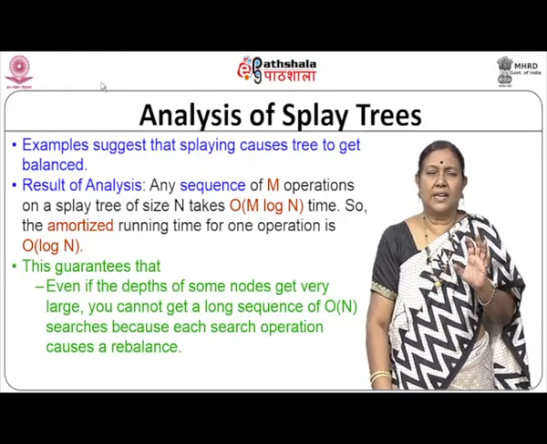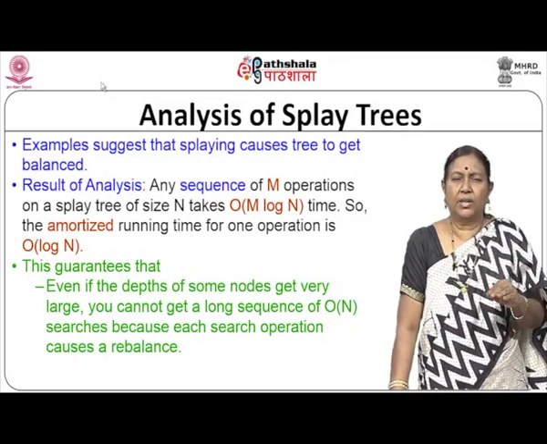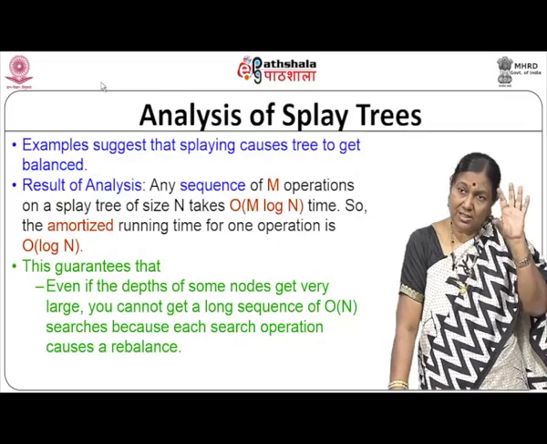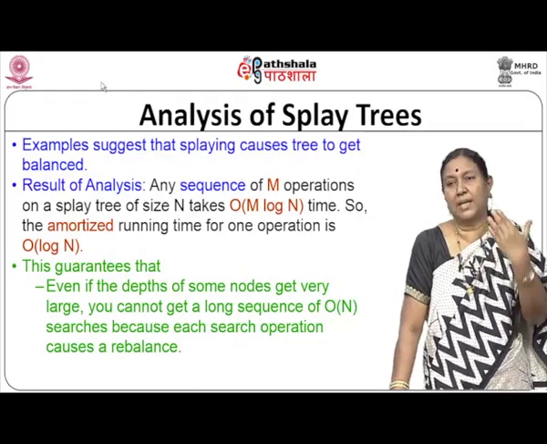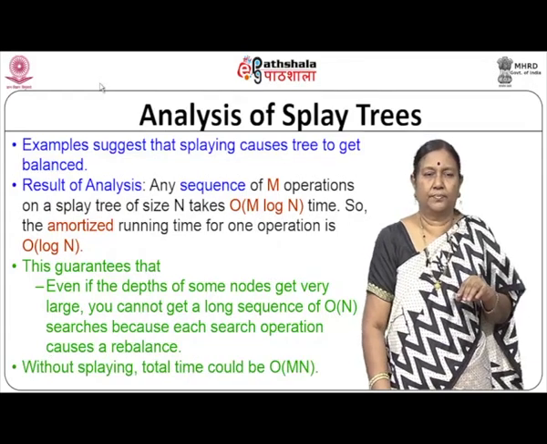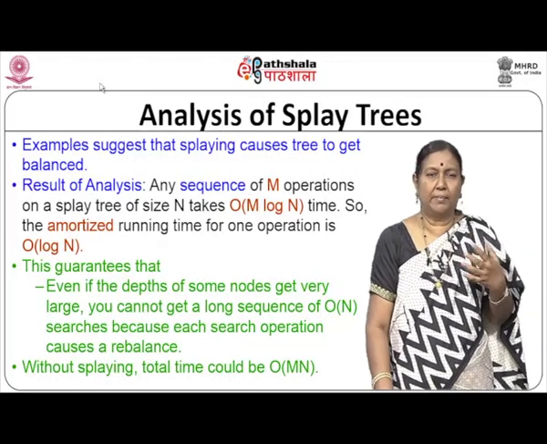This guarantees that even if the depths of some nodes get very large, you cannot get a long sequence of searches each of the order of n, because the splay operation ensures that, if you are searching for the same node, it is cheap. Without splaying, the total time would have been of the order of mn.